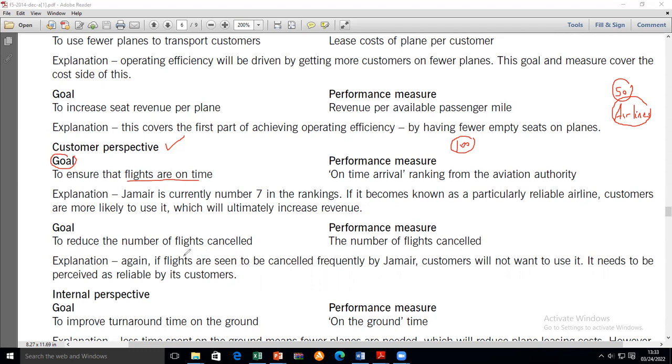Let's pick another one, which somebody picked on our behalf. He noted that one of the goals we must have is to reduce the number of flights cancelled. We must reduce these cancellations. What's the performance indicator? We want to be counting the number of flights that we have cancelled. I'm sure now the idea is coming on how to come up with a goal. If you notice, these goals came from the problems that a company is facing, what they want to improve on.